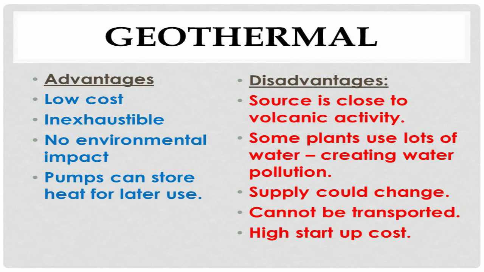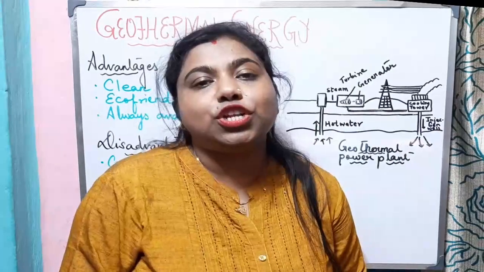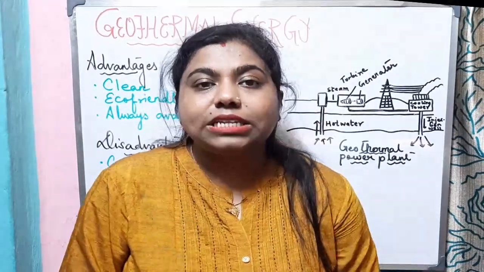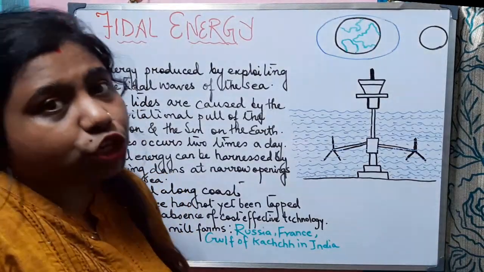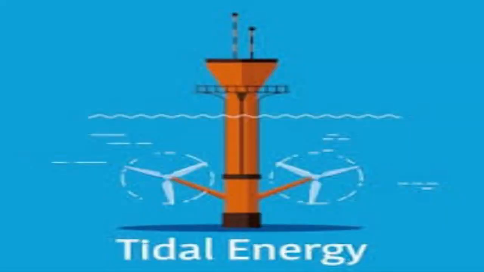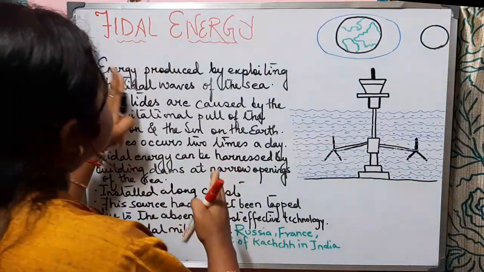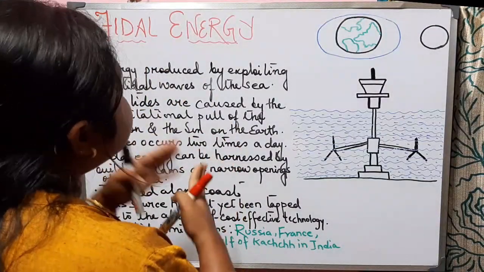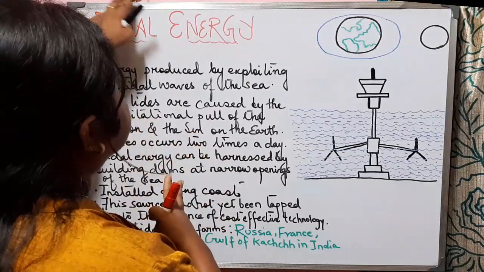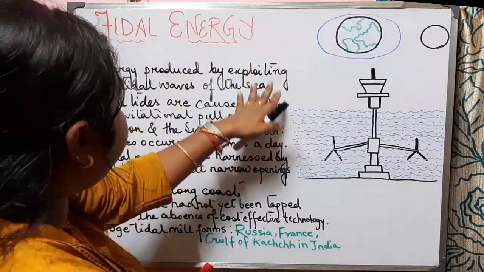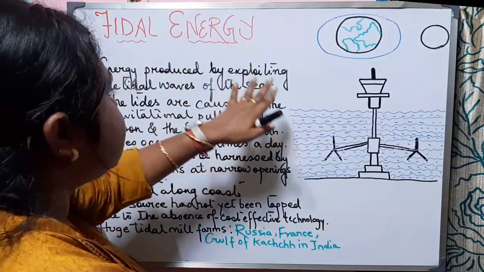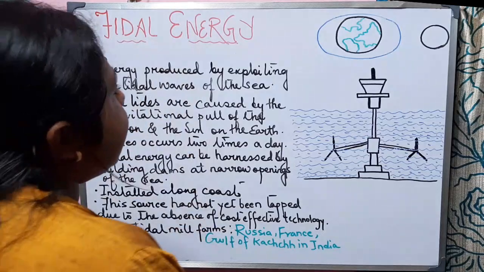Now let us know about the next non-conventional source of energy, that is tidal energy. So what is tidal energy? The energy which is produced by exploiting the tidal waves. That means the energy produced from the tides of the sea. So the energy produced by exploiting the tidal waves of the sea is referred to as tidal energy.